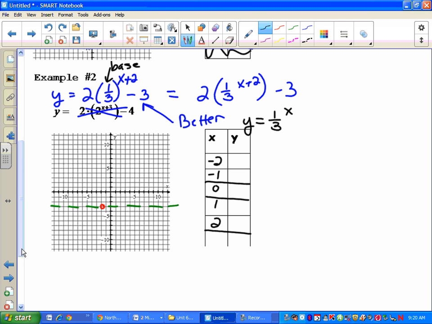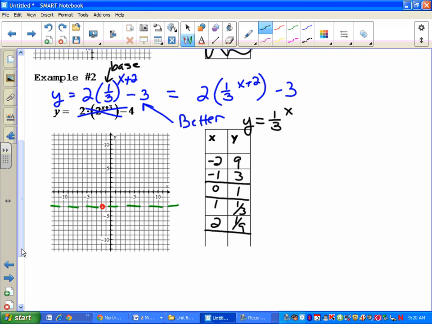So this means 1/3 to the power of -2. The negative means flip it over. The 2 means to square it. So this is 9, 3, 1, 1/3, 1/9. Pretty easy, right? Almost easier to think about them than flip it over and copy them.